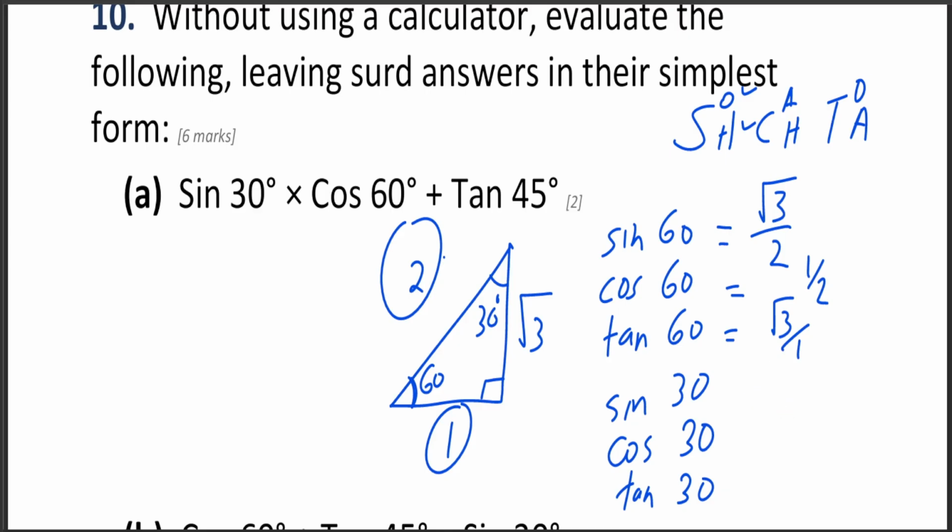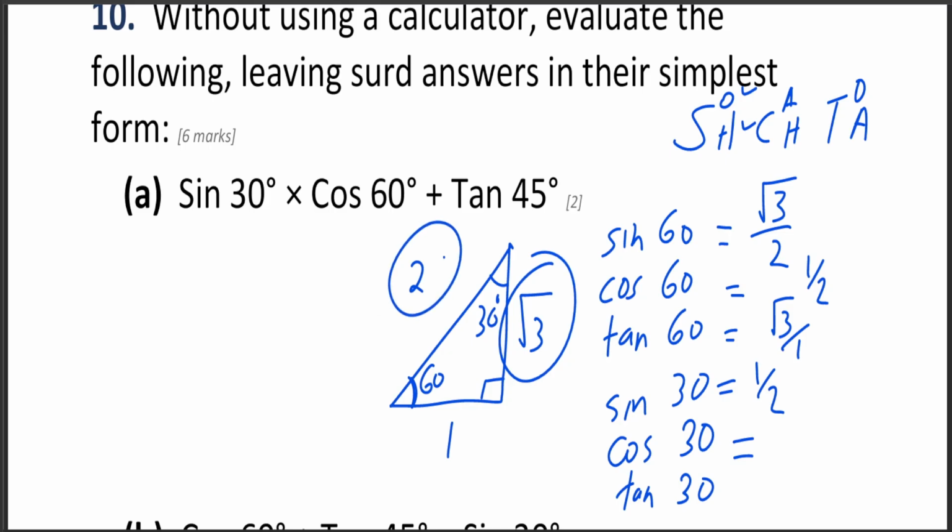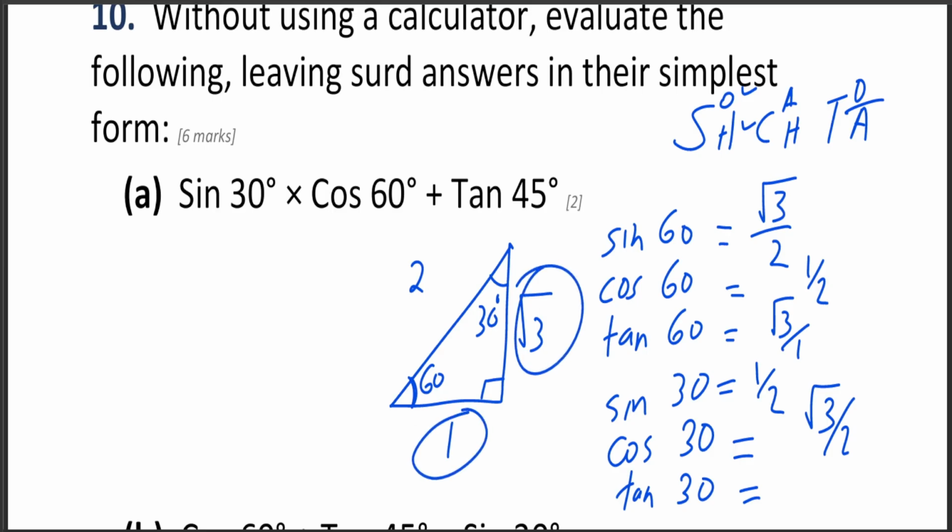Sawa, wacha tuyapute hizi mwanzo. So equal to 1 over 2. Cos 30 ni adjacent over hypotenuse. Adjacent yake ni root 3 over 2. So utaandika root 3 over 2. Sawa. Then the last one is tan 30, which is opposite over adjacent. Opposite yake ni 1, adjacent yake ni root 3. So which is 1 over root 3. So these are your answers for the sine, for the cosine, and so on. Hopefully tumeelewana mpaka hapo. Ni sawa mpaka hapo.